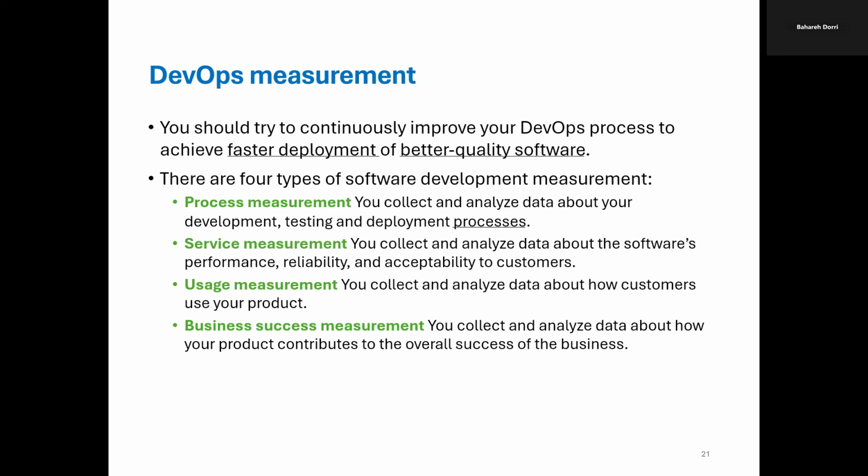One is the process measurement. This is about how you build and deliver your software. How long do builds take? How frequently are you deploying? Are your tests passing consistently? This helps you identify bottlenecks in your development or CI/CD pipeline.